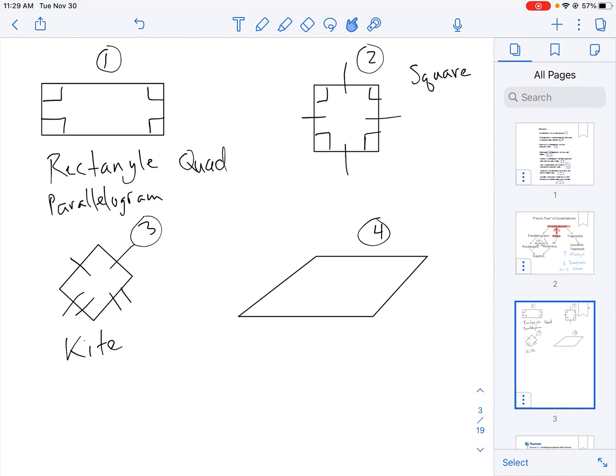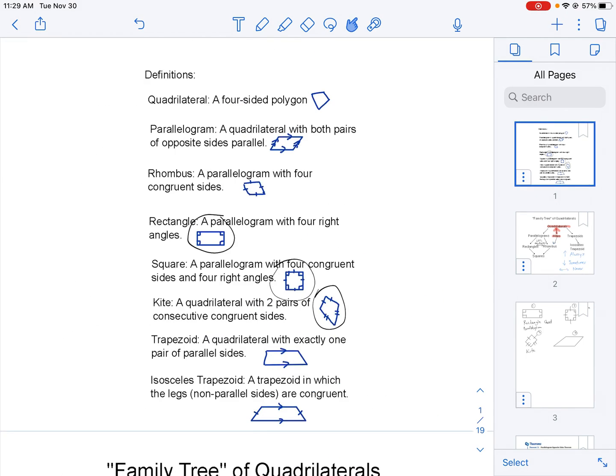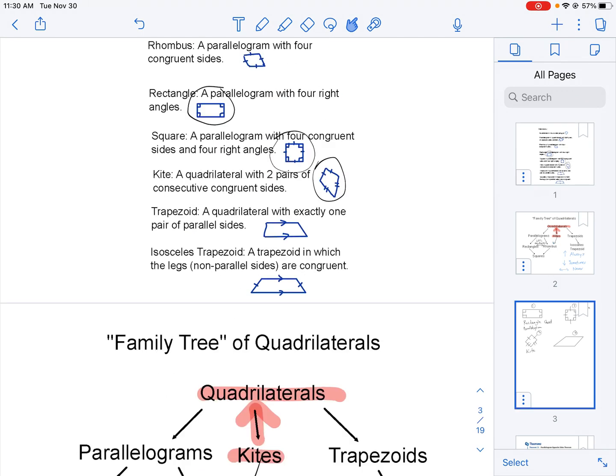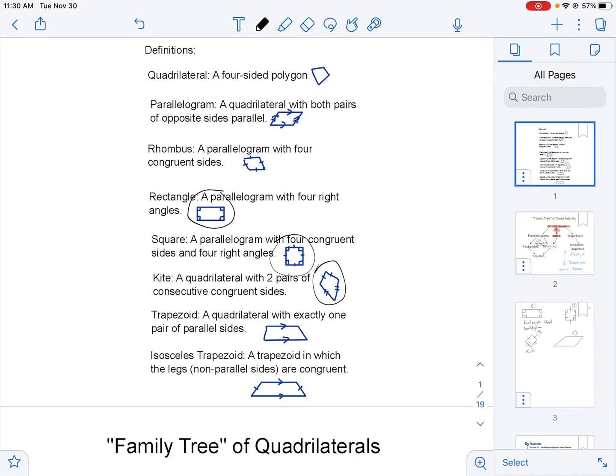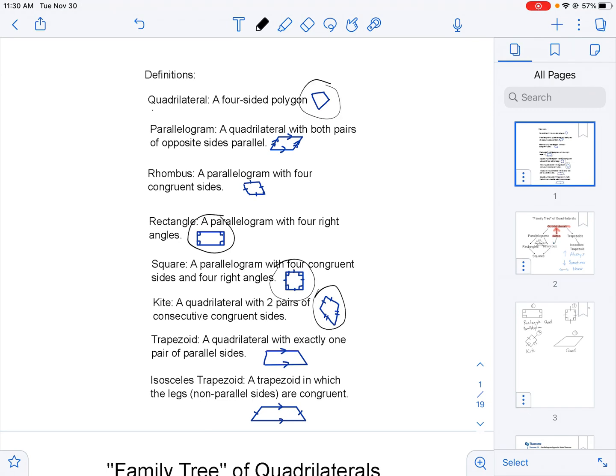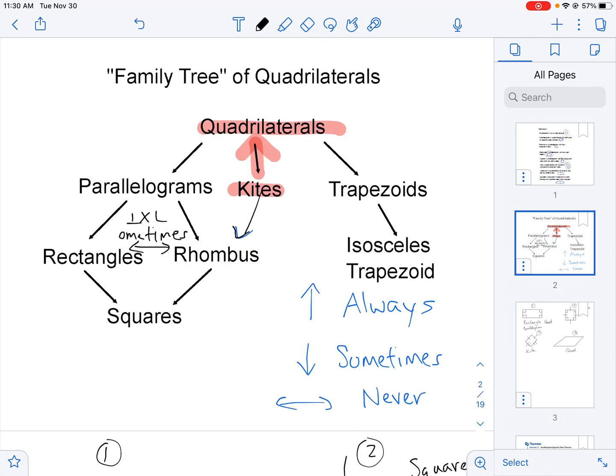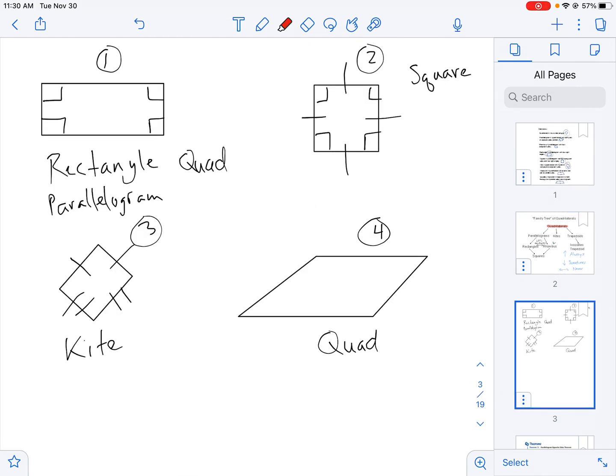And then the last one we have here. Now it looks like a parallelogram, but it doesn't have the marks of a parallelogram. Looks like the only thing it is is a quadrilateral. That's the only thing without marks on here. So it's a quadrilateral. So then we check. It's a quadrilateral and anything that's above quadrilateral. Well, there's nothing above that. So it's just a quadrilateral.